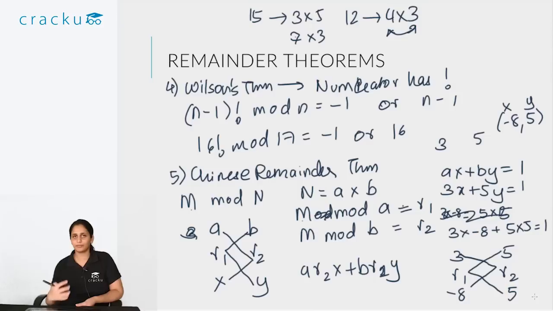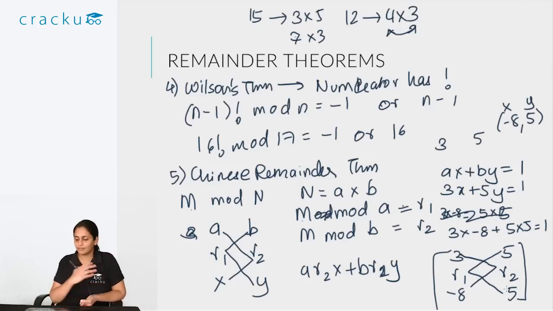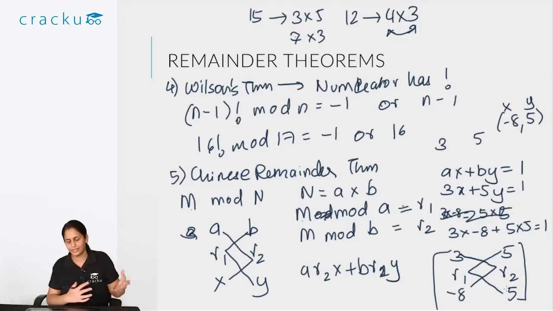Always remember to do mod n again, because the value you might get after this might actually be greater than n. So you'll have to do mod n again to make sure that the value you get is within the range. So this is basically the gist of the Chinese remainder theorem.